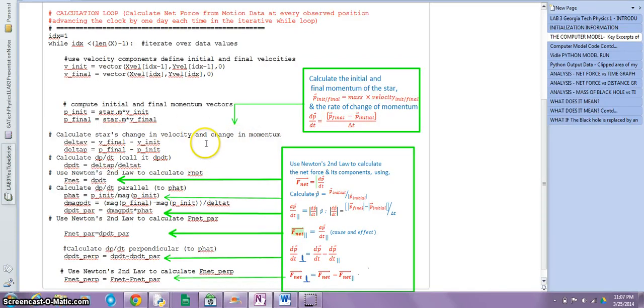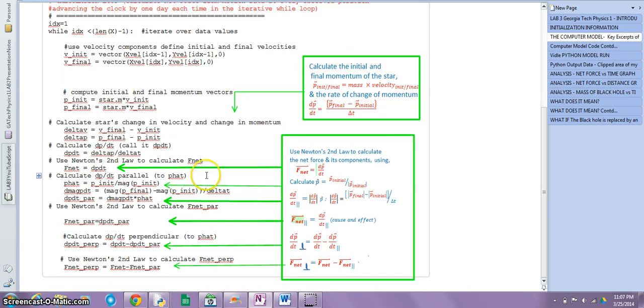These lines of code show the calculation of the initial and final momentum of the star and the rate of change of momentum as per the rules inside this green box. The lines of code pointed to by these green arrows from the green box show the use of Newton's second law to calculate the net force and its components, the parallel and perpendicular components, as per the rules shown inside the green box.